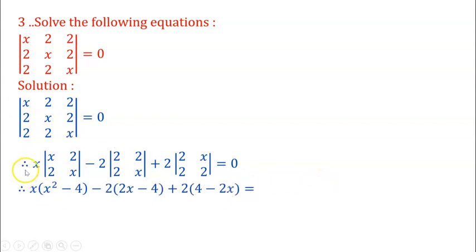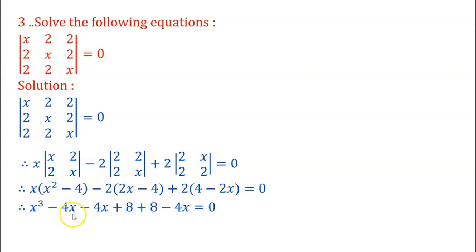Next, x into x, x square, 2 into 2, that is 4. That is x square minus 4. Next is minus 2. 2 into x, you will get 2x. 2 into 2 minus 4, plus 2 into 2, 4 minus 2 into x, minus 2x, and that's equal to 0. Again, simplification. x into x square, you will get x cube.